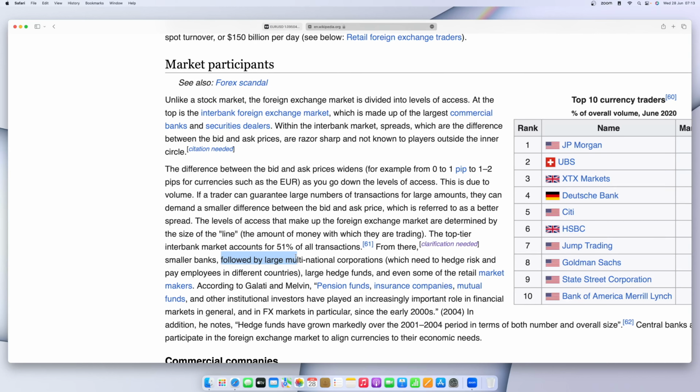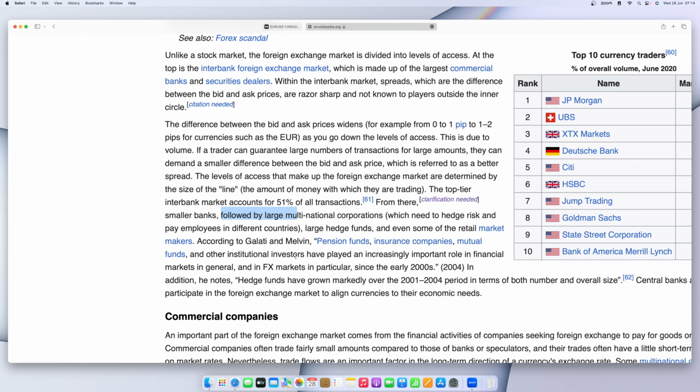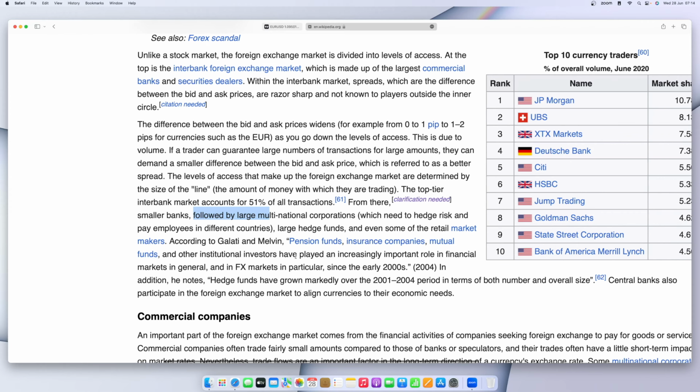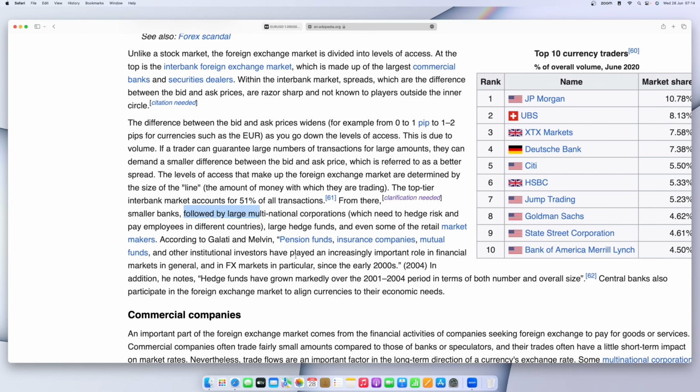According to Galati and Melvin, pension funds, insurance companies, mutual funds, and other institutional investors have played an increasingly important role in financial markets in general, and in the FX market in particular, since the early 2000s to 2004. In addition, hedge funds have grown markedly over the 2001 to 2004 period in terms of both number and overall size. Central banks also participate in the foreign exchange market to align currencies to their economic need.